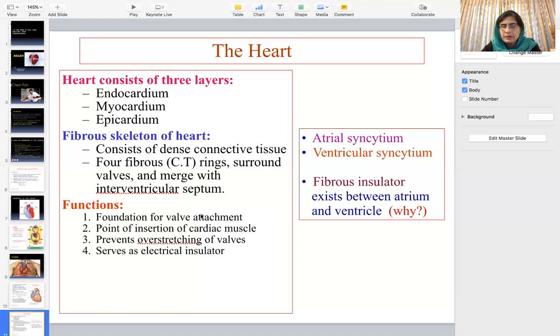Fourth, the fibrous ring acts as an electrical insulator. The electrical current cannot pass other than through the normal pathway; it cannot directly enter from the atria into the ventricles. So there are four points. The fibrous ring between the atria and the ventricles provides a foundation for valve attachment, is a point of insertion of the cardiac muscle, prevents overstretching of the valves, and also acts as an electrical insulator, so that the electrical current cannot directly enter from the atria into the ventricles.